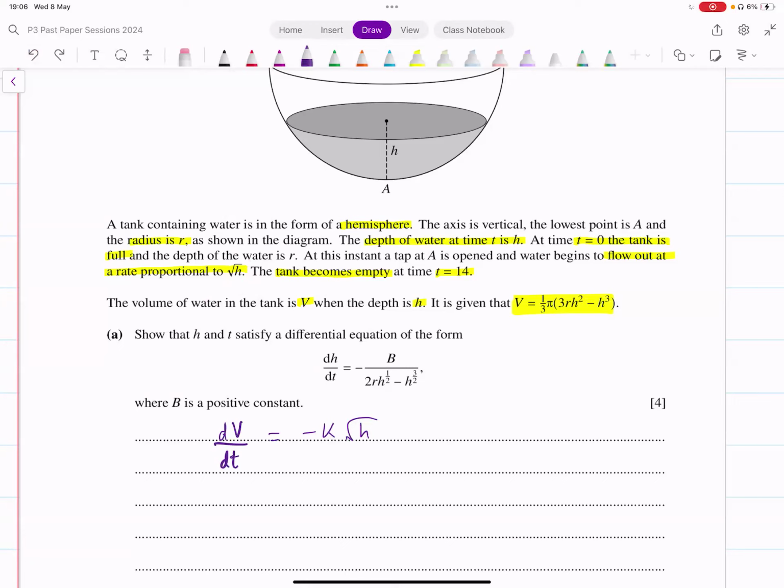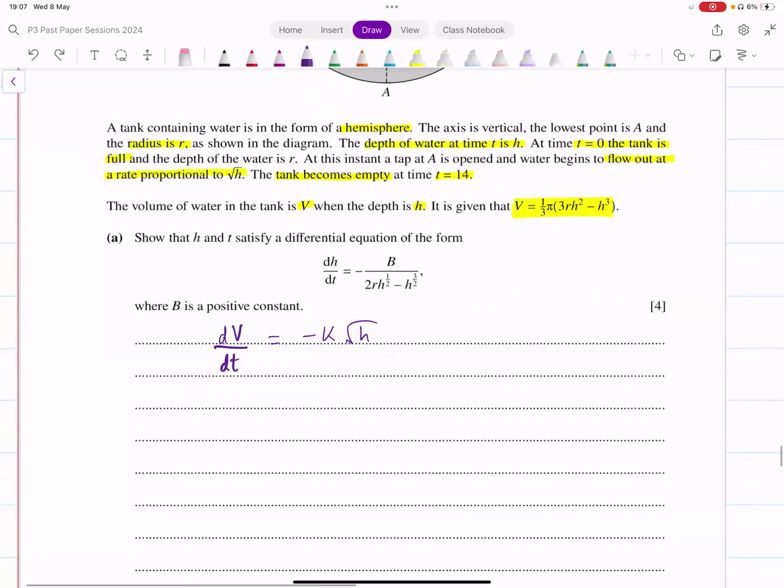The change is negative, so when we talk about dV over dt, it's going to be negative, like this: minus k into the square root of h. Now the problem is we have dV over dt, but what we actually wanted to find out was dh over dt. For that, we would have to use the chain rule. Remember, that's what we do when the information given is in terms of one variable. In this case, they gave information about the volume, and what they want you to prove is in terms of h, so you have to use the chain rule for this.